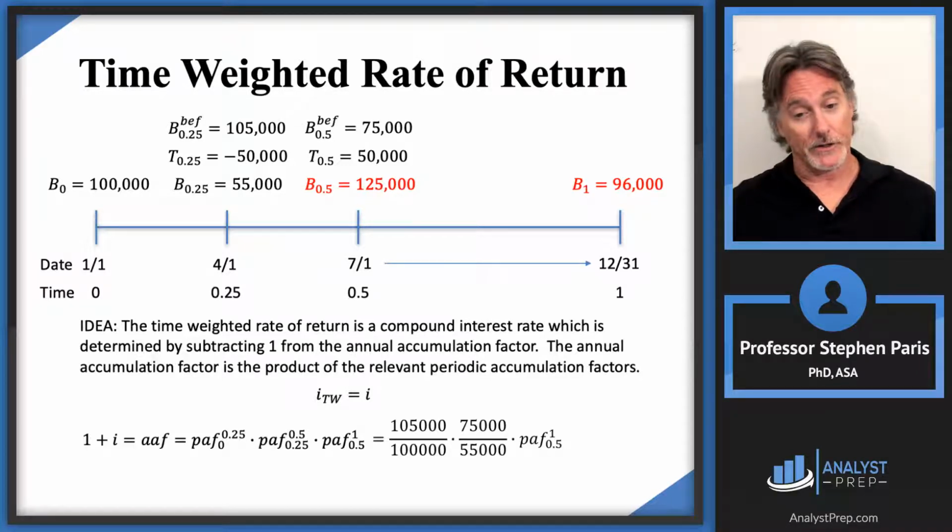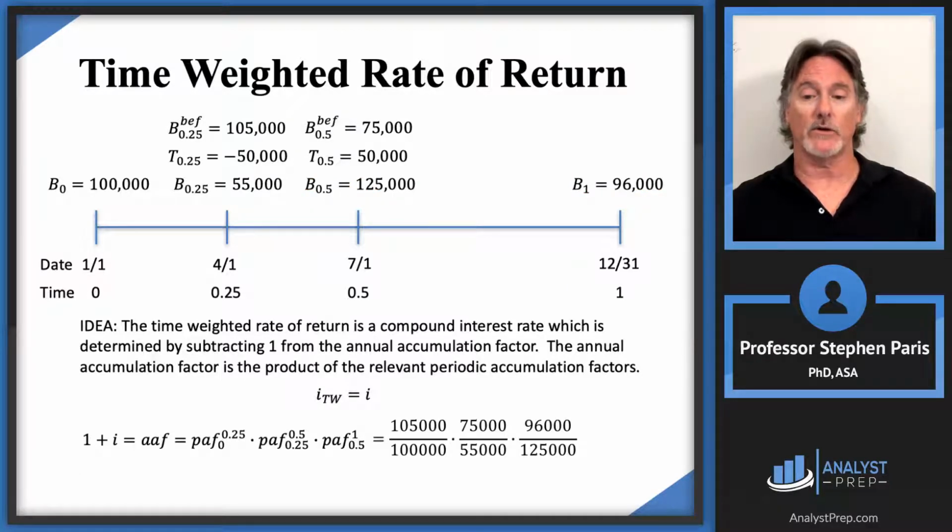That's not a very good performance, but so be it. The periodic accumulation factor then would be 96,000 divided by 125,000. Take the product of these three factors, and then subtract 1 to get what the i value would be, and you'll see that i is 0.0996. So about a 9.96% return.